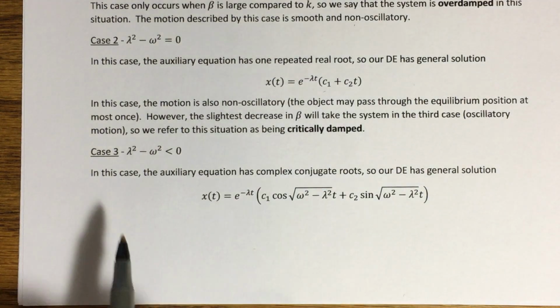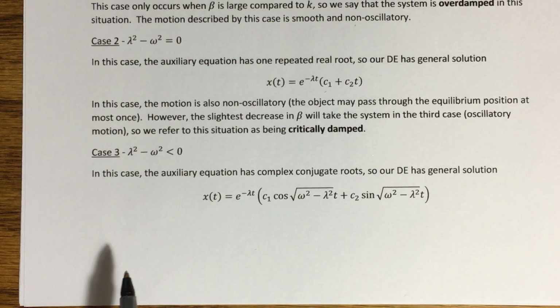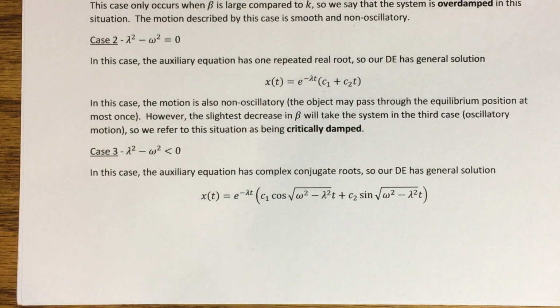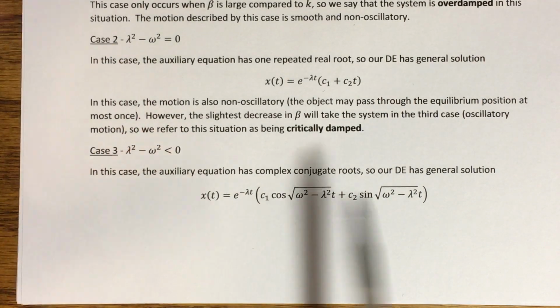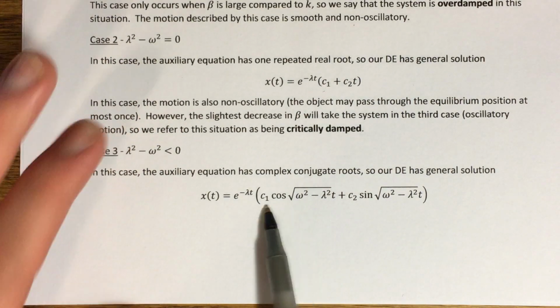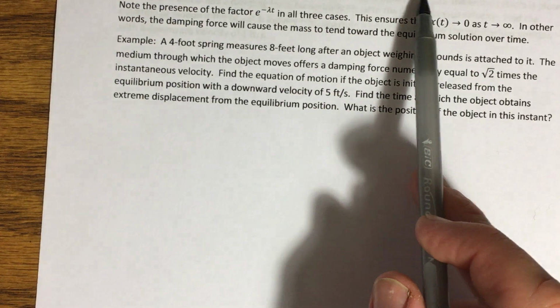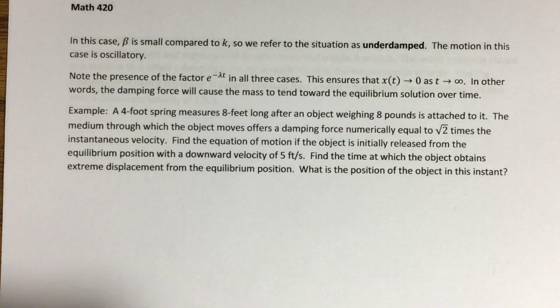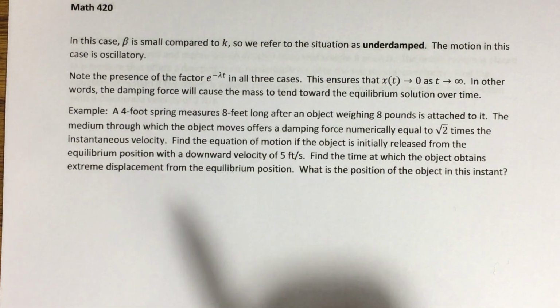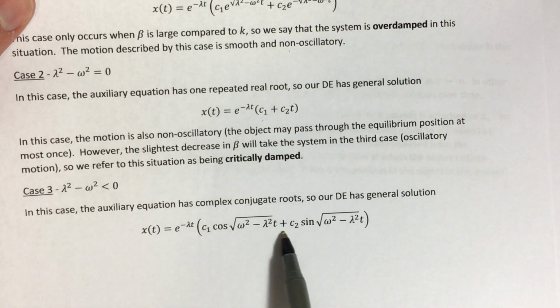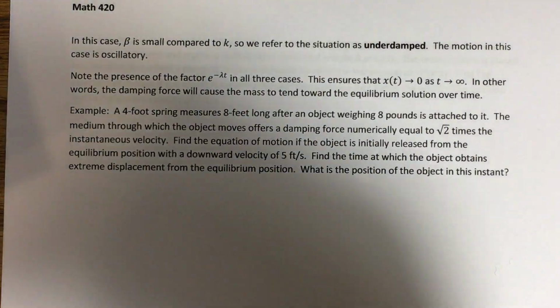All right, case 3, that's when our discriminant is negative. In that case, we'll have this form for our solution. And again, that comes straight from 4.3. And we refer to this case as being underdamped because it's the reverse of what we saw in case 1. In this case, the constant k, our spring constant, is large compared to our damping constant, beta. Okay? This motion is oscillatory, it goes up and down. That's because we have these periodic functions here, cosine and sine. It's going to give us that oscillating behavior.